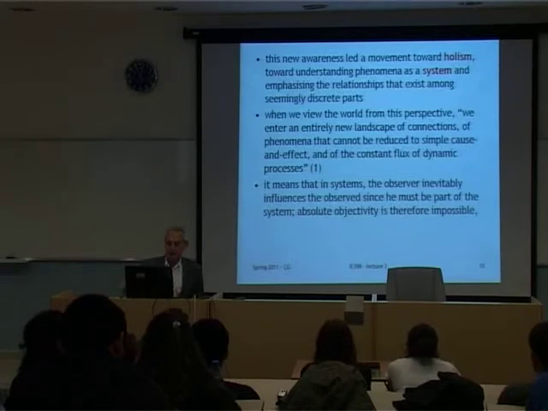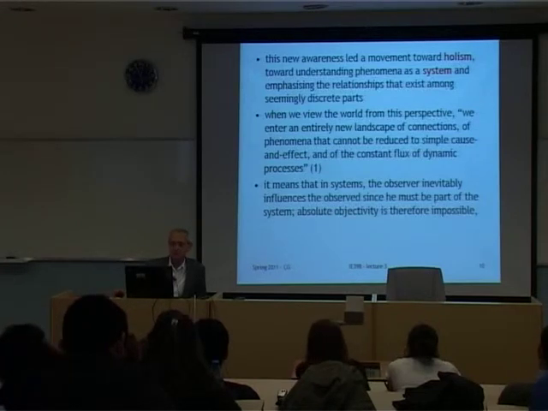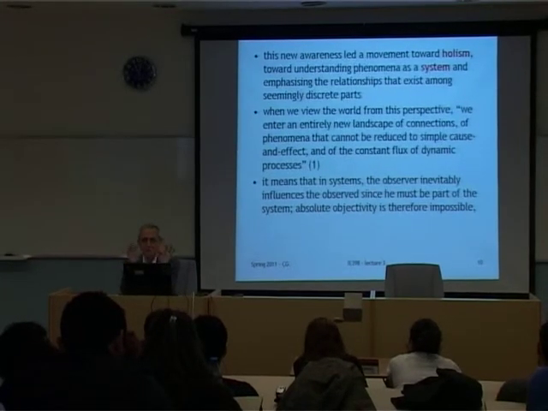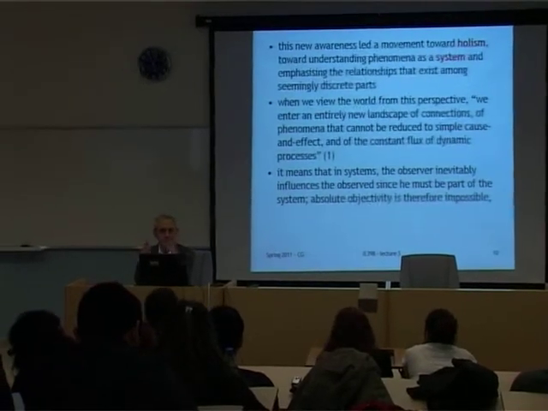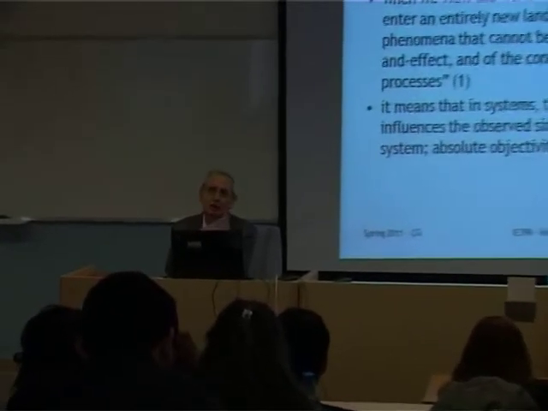Maybe I should have underlined this. The observer inevitably, it's inevitable that you have to influence the observed, since he must be part of the system. Since they are in the same system, and since the parts of the system interact with each other, influence each other, subject-object duality is not possible, actually. And at the same time, or because that subject-object duality is not possible, absolute objectivity also is not possible. So these are new realizations and understandings.